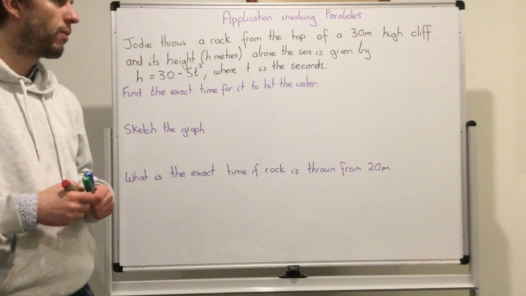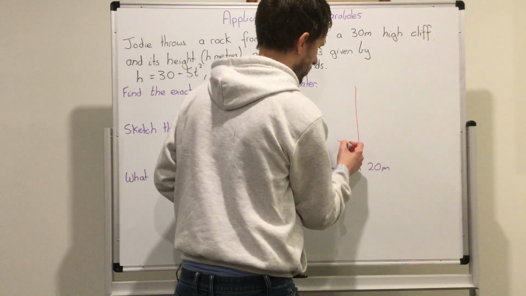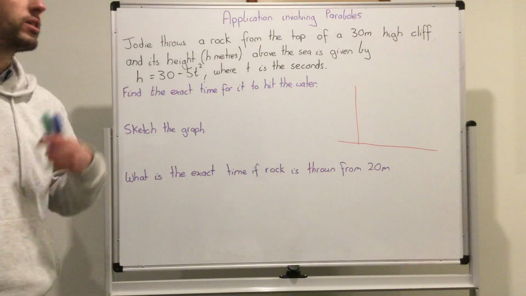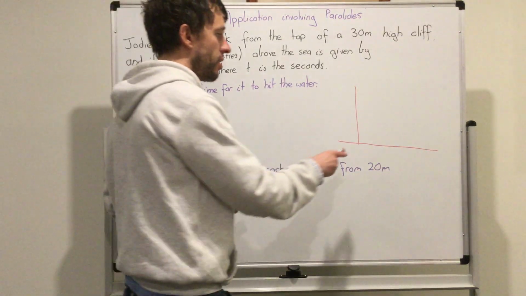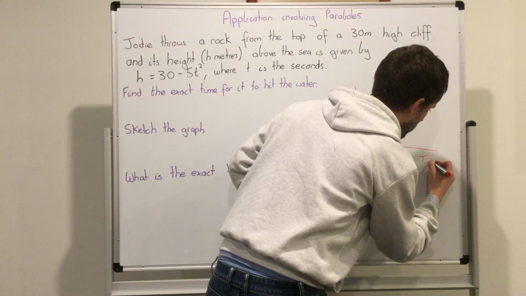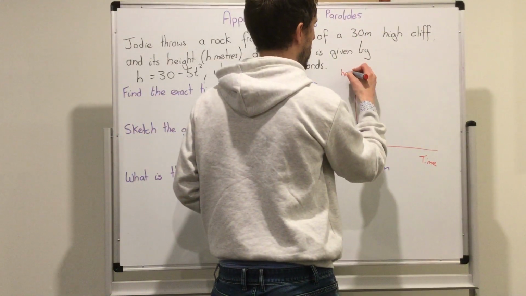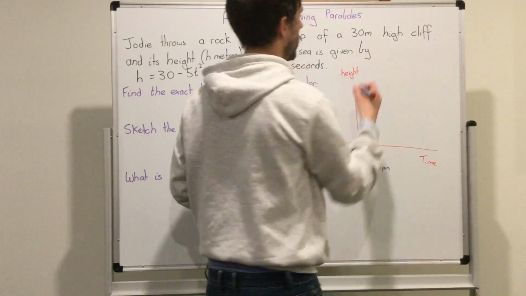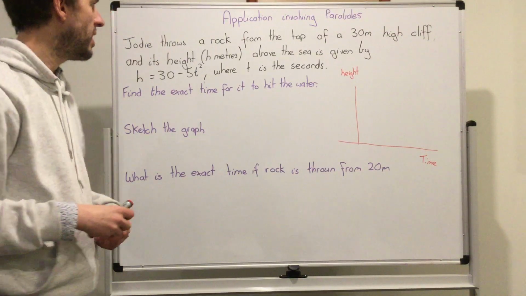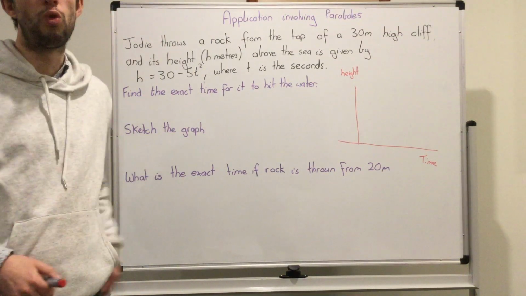So the first thing I want you to think about is any graph that we draw. Our x-axis is always going to be telling us the time, how long it takes, and our y-axis is always going to be telling us the height. Those elements would never change, so I just wanted to focus on those two. Now, the first thing we need to do is find the exact time for it to hit the water.